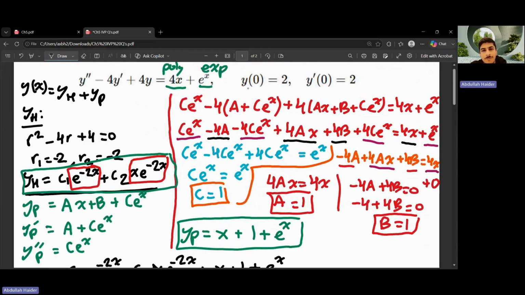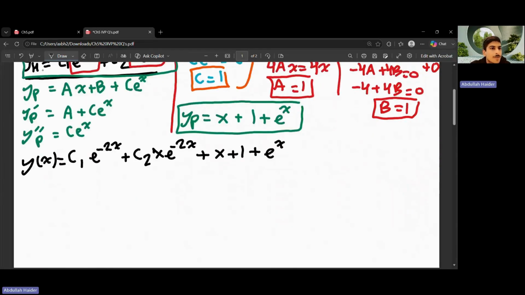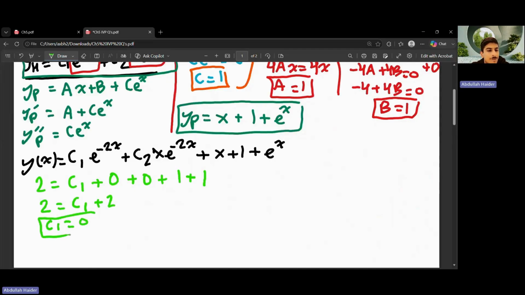So we have y0 is equal to 2. So 2 is equal to C1. Now if I substitute 0 here, this will be 1 plus this will automatically become 0 because there's an x multiplied, plus 0 again plus 1 plus 1 again. E power 0 is equal to 1. So you will end up with 2 is equal to C1 plus 2. Basically, your C1 is 0.